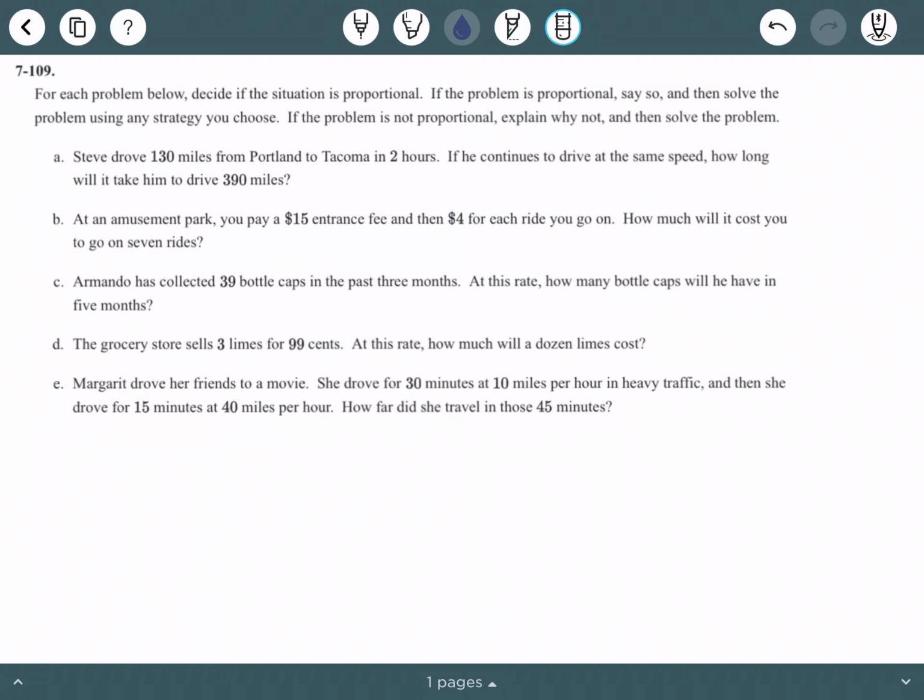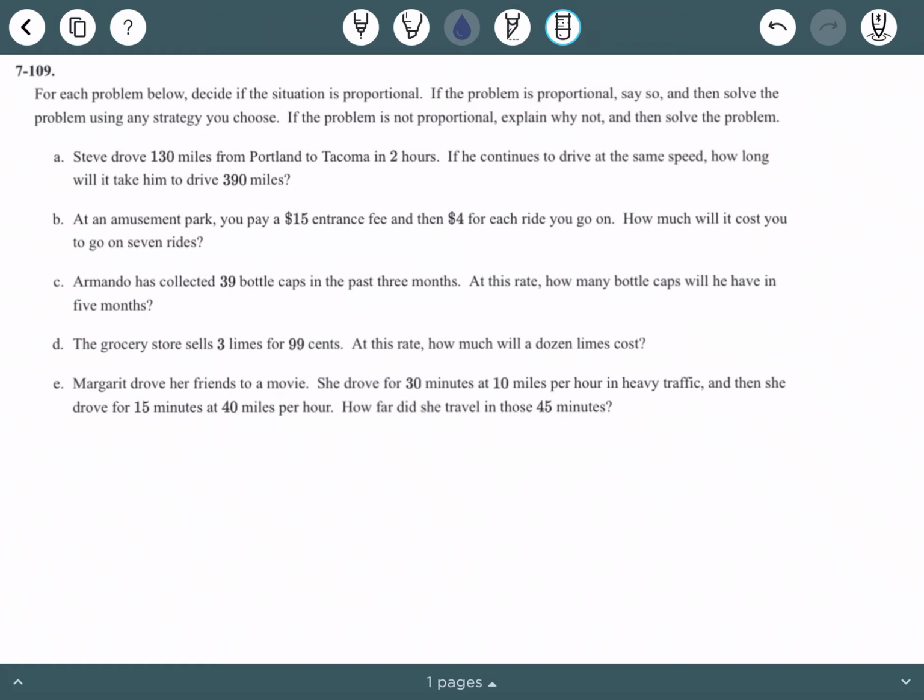Problem 7109. For each problem below, decide if the situation is proportional. If the problem is proportional, say so, and then solve the problem using any strategy you choose. If the problem is not proportional, explain why not, and then solve the problem.